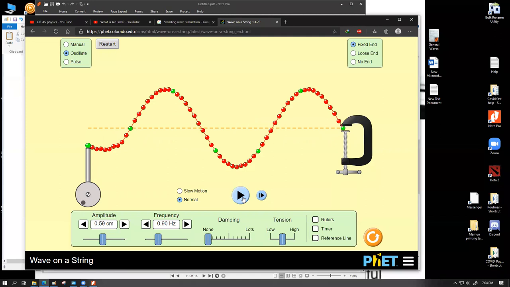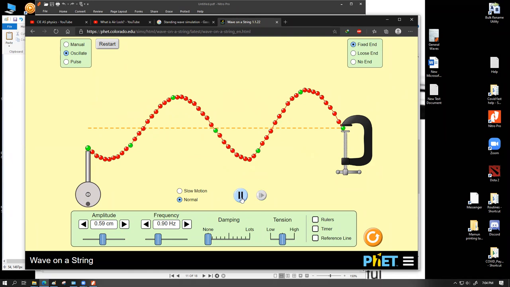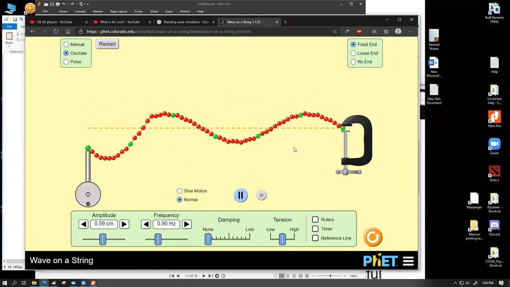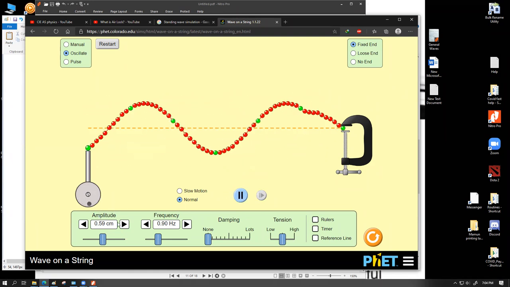Exactly. At some places, they're going to be positively added, which means crest part gets added with crest part. That is what is happening over here. At some other instances, they're going to get oppositely added. I have to fix up the amplitude of this source.